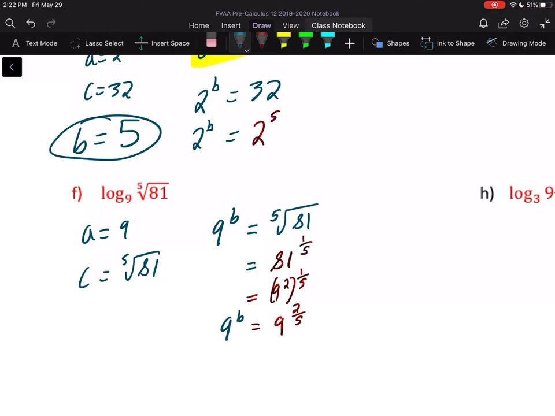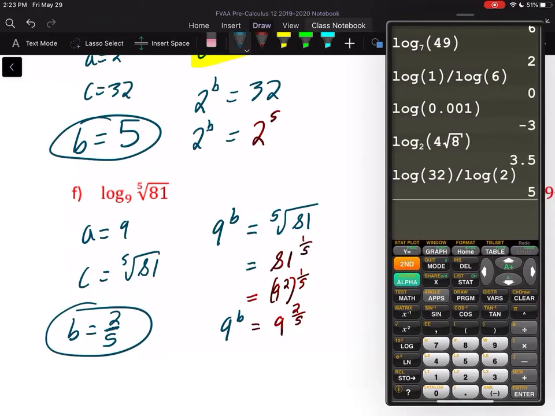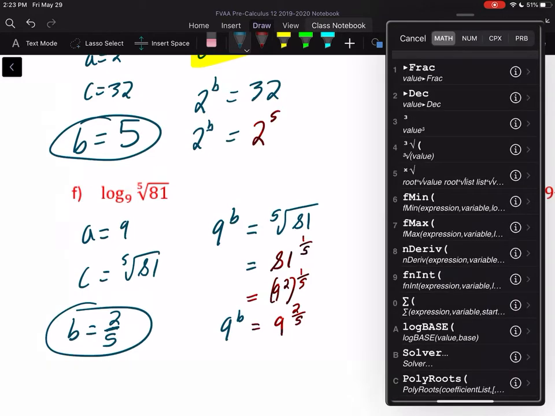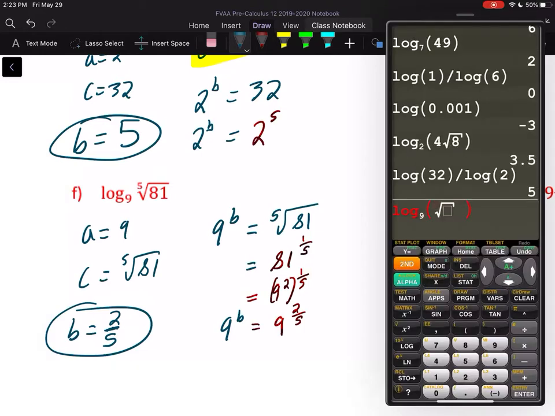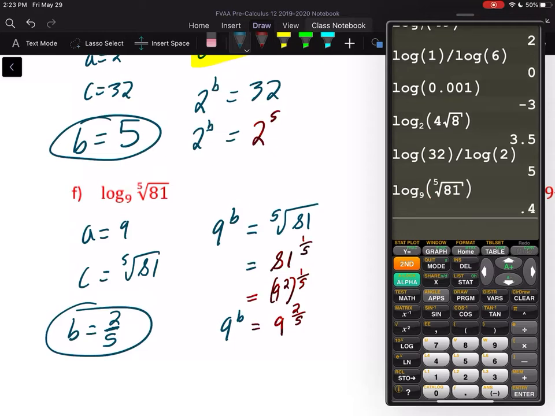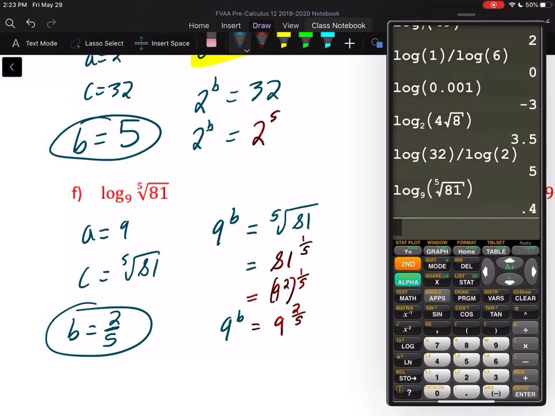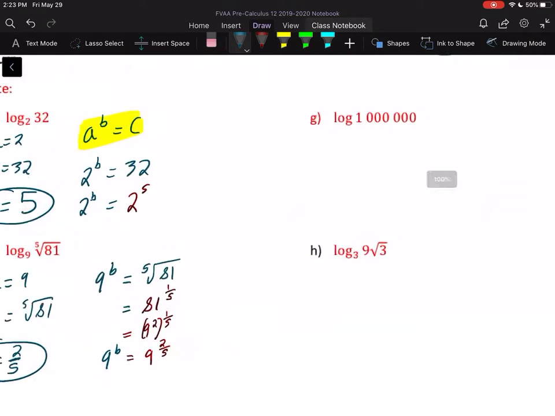Therefore, because they have matching bases, the exponents must be equal to each other. That was all of last chapter, pretty much. We determined that. Therefore, b is equal to 2 over 5. And I can use my calculator to confirm that. Base of 9, and then here I have the 5th root of 81, enter, 0.4, which is 2 over 5. So we're good to go.